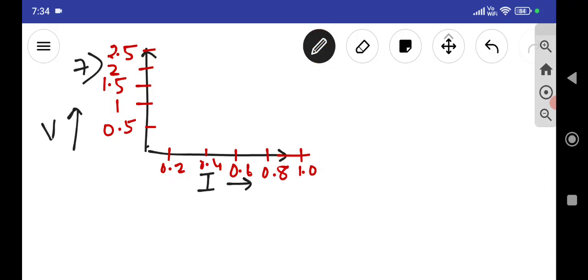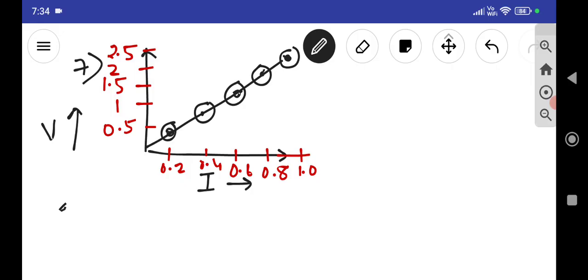Now accordingly, if you draw this, first 0.5 is at 0.2, right? Then at 1 it is 0.4 here. Next 1.5 is 0.6, 2 we have at 0.8 and the last one is at 1. So you get like this. Hope you have understood this.